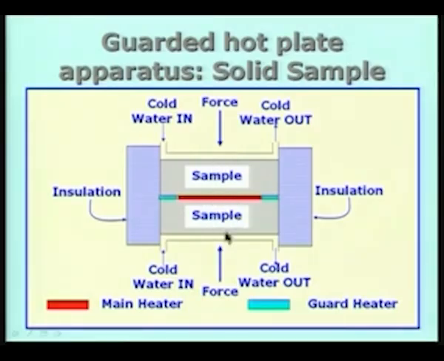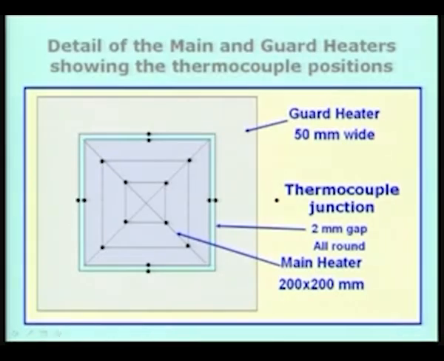Okay, let us look at the typical construction of the guard and main heater. This sketch indicates what is happening. So, we have the main heater, which is something like 200 millimeters by 200 millimeters. This is the smallest size. You can in fact have a much larger size if one wants to. In fact, it can be even 1 meter by 1 meter. In some situations, it is necessary to use very large sizes. Of course, if we use a large size, a large amount of heat has to be supplied, and also you require a very large sample and so on.